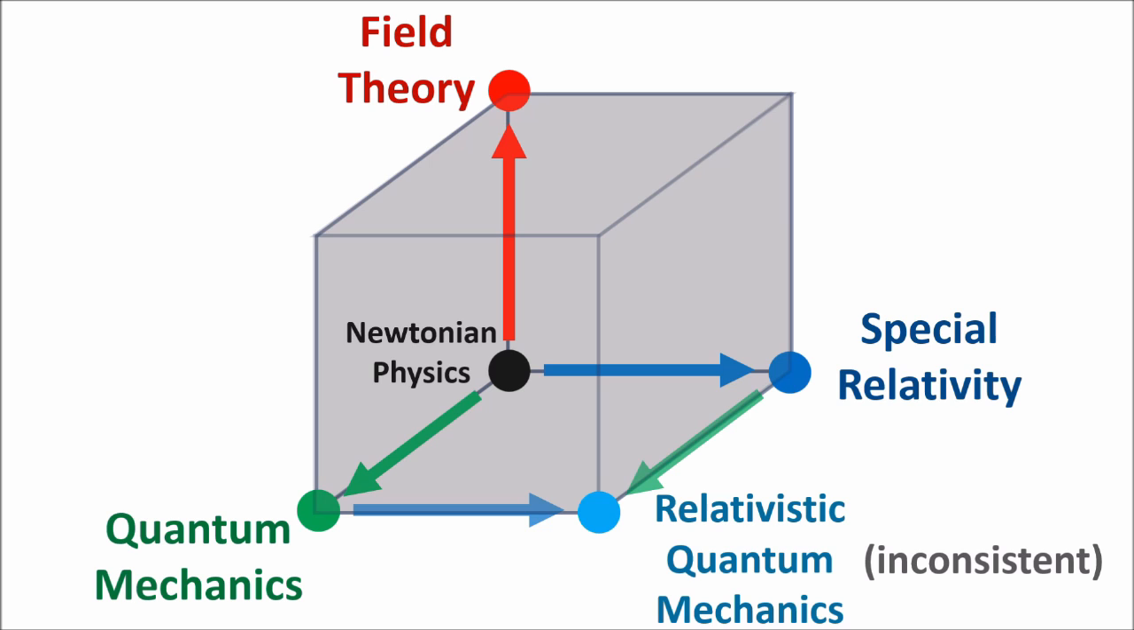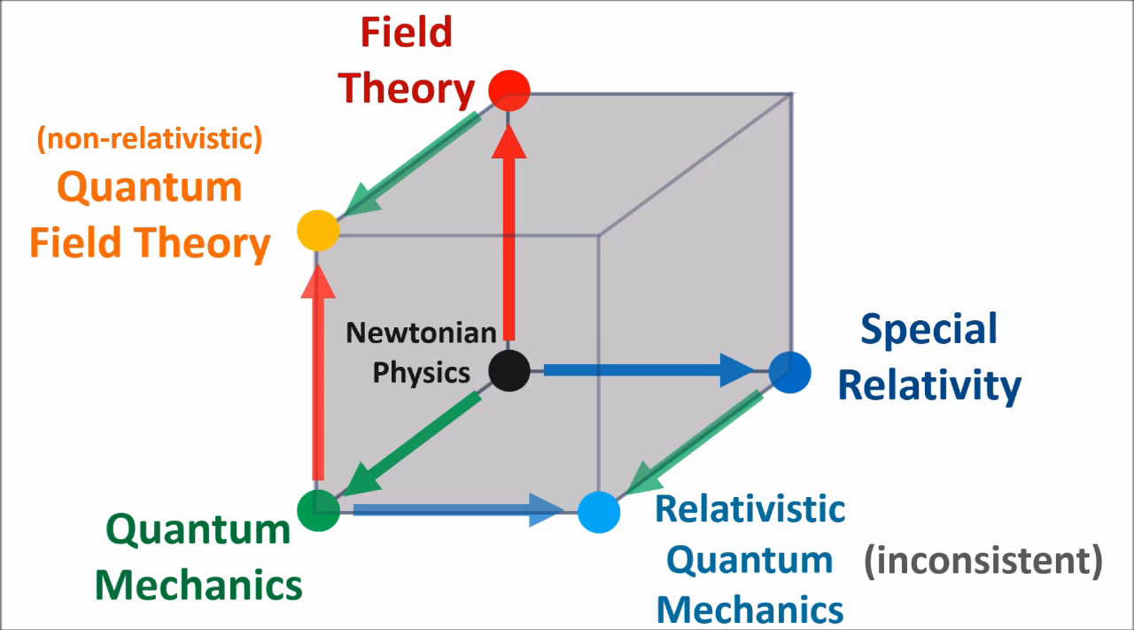To save it, we need to use field theory. If we combine quantum mechanics with field theory, we get non-relativistic quantum field theory. This can help us understand some of the condensed matter systems I mentioned above. However, when it comes to particle physics, where particles are usually traveling at or close to the speed of light, non-relativistic QFT fails because it doesn't incorporate special relativity.